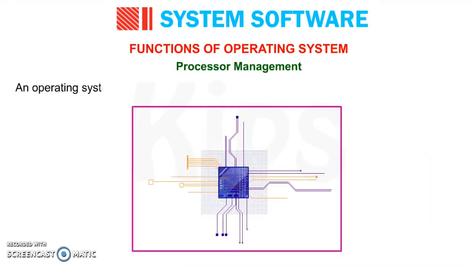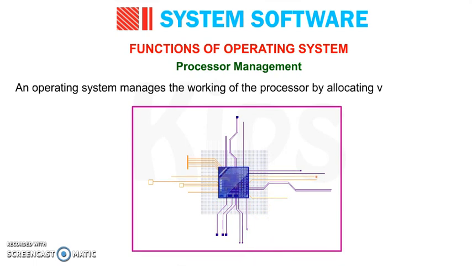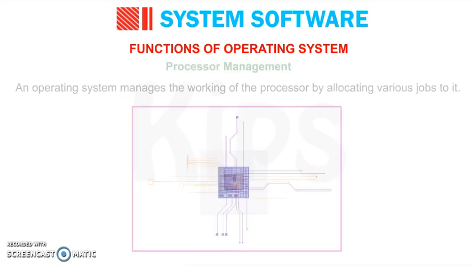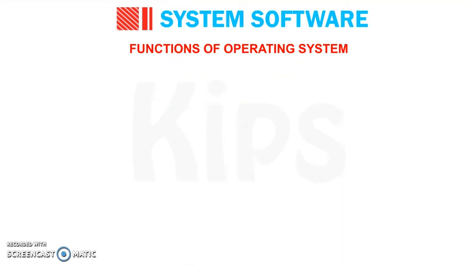Next is processor management. What is a processor? This is the processor, the CPU chip. This is the main part of our computer system. Without the chip, we can't do any work. An operating system manages the working of the processor by allocating various jobs to it.